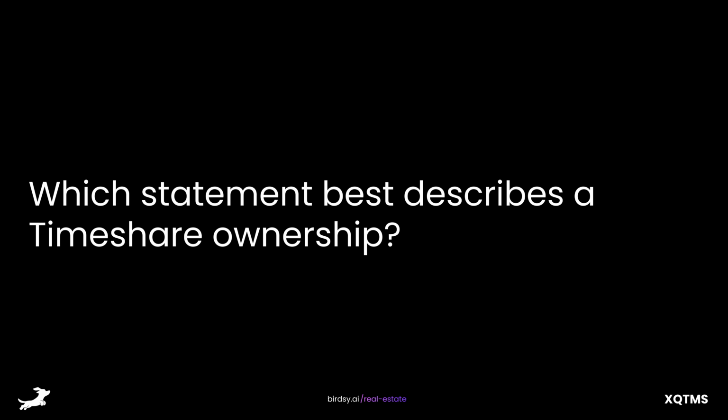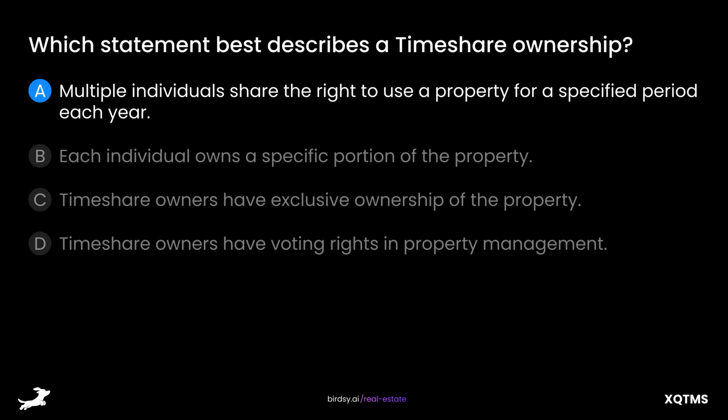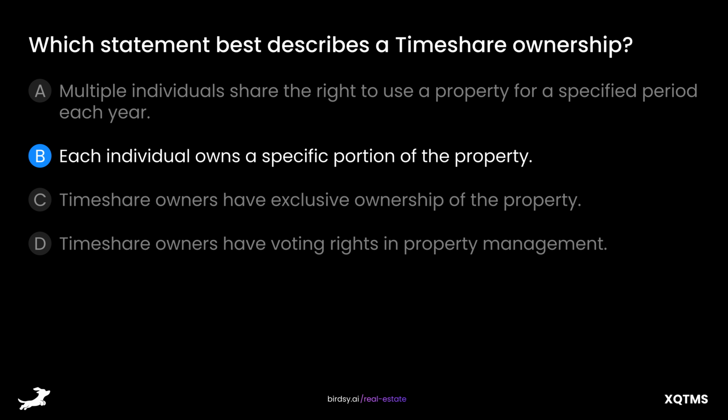Which statement best describes a timeshare ownership? Is it A, multiple individuals share the right to use a property for a specified period each year, B, each individual owns a specific portion of the property, C, timeshare owners have exclusive ownership of the property, or D, timeshare owners have voting rights in property management?